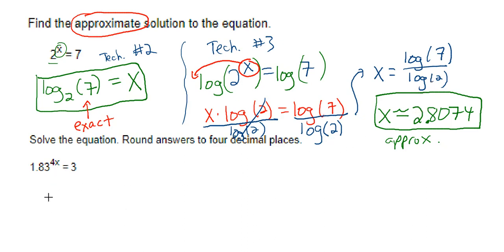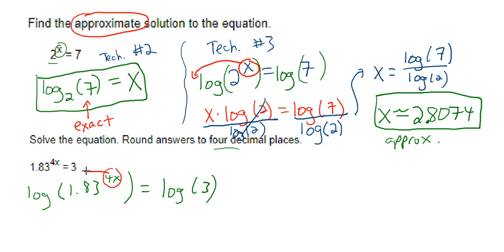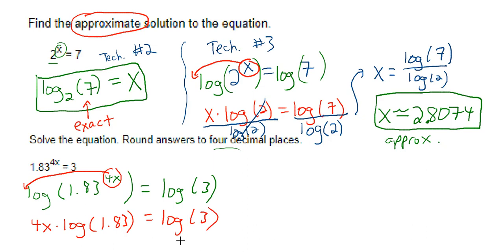All right, so let's try the same thing on this one. Again, it says round to 4 decimal places, so it wants the approximate solution. We will apply a log base 10 to both sides of this equation. And we'll use a power rule. We can bring this exponent, 4x, down in front of the logarithm. So we'll get 4x times log base 10 of 1.83 equals log base 10 of 3.